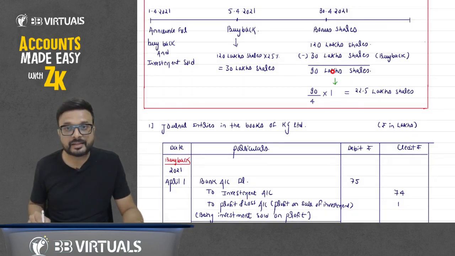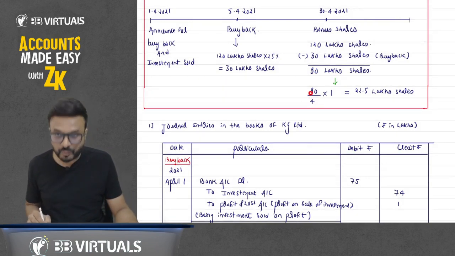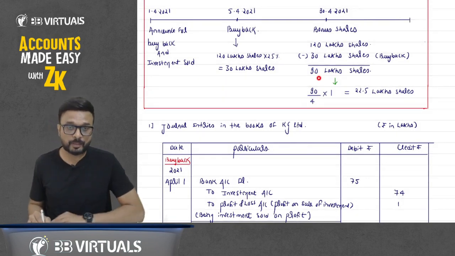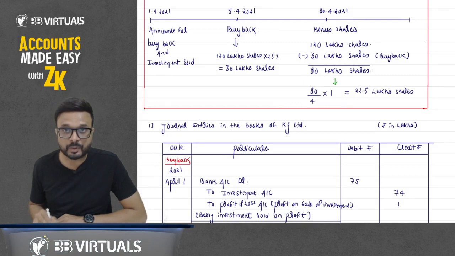So 90 lakhs is the total number of shares, the total number of shares existing on the date they are issuing bonus shares. They have 90 lakh shares because out of 120, they did a buyback of 30 lakhs on 5th April only. So for every 4 shares of the 90 lakhs, how many shares are they giving? They are giving 1 share.